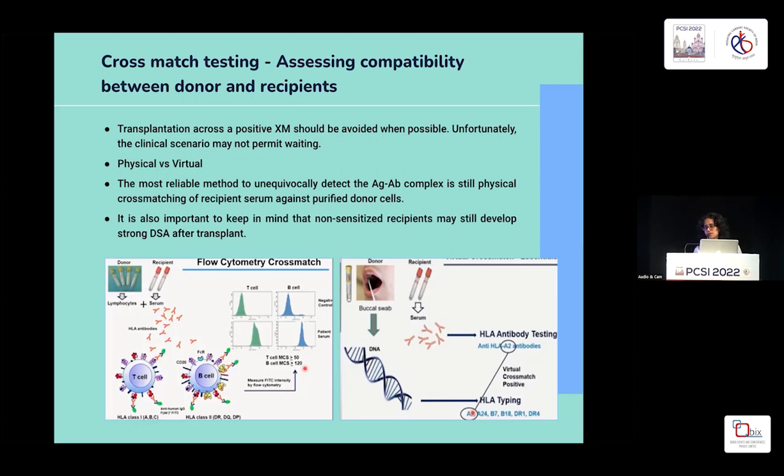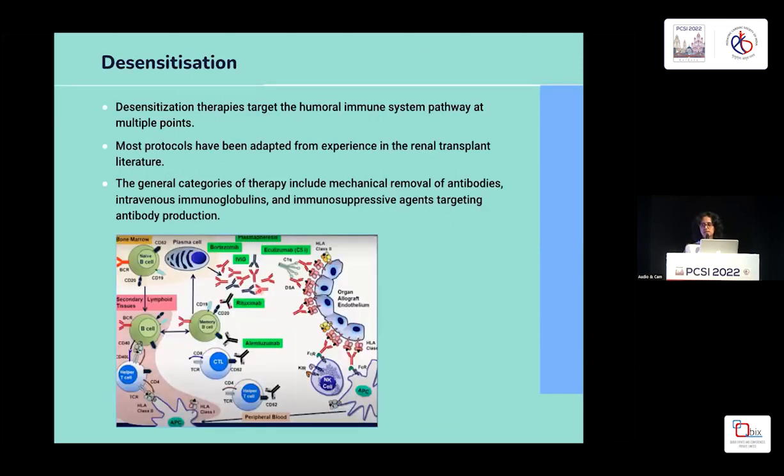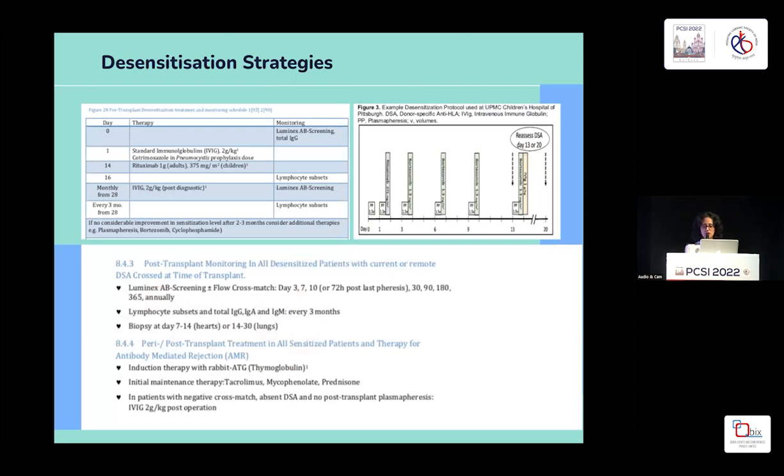If you find that your recipient is sensitized, there are a number of desensitization methods or protocols which are available, which do nothing but either remove the antibodies, or you include IVIGs within the protocol, which would saturate the receptors, or you include agents which would target production. So you include agents such as bortezomib, which would act against plasma cells and reduce antibody production. This is a protocol which I have borrowed from the Stollery Children's.